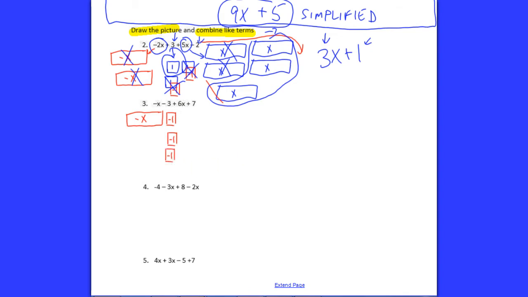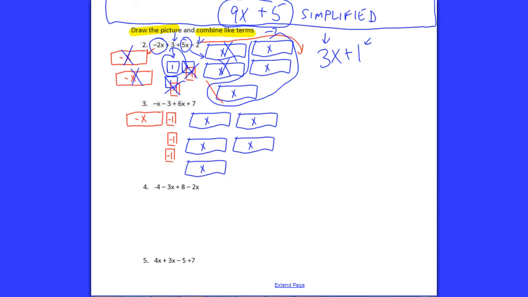Now we've got 6 x's, so draw those 6 rectangles that are positive. 1, 2, 3, 4, 5, and 6, and then 7 individual pieces right there. 1, 2, 3, 4, 5, 6, and 7.